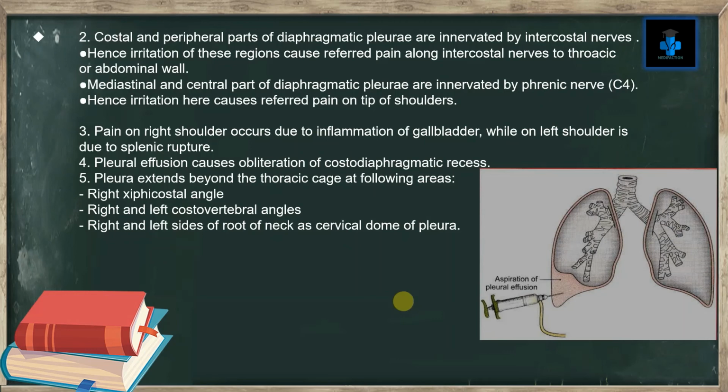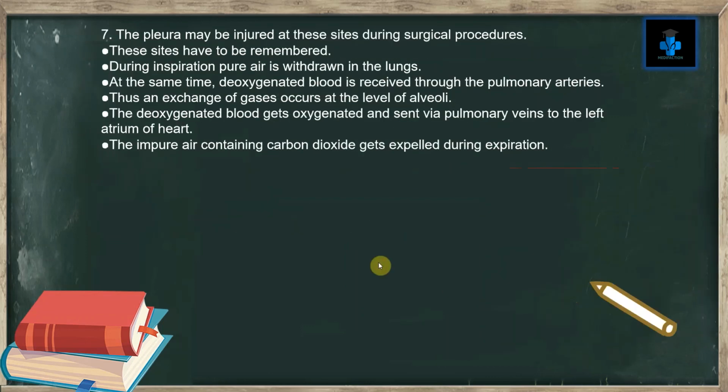4. Pleural effusion causes obliteration of the costodiaphragmatic recess. 5. Pleura extends beyond the thoracic cage at the following areas: right xiphicostal angle, right and left costovertebral angle, and right and left side of root of neck as cervical dome of pleura. This is the aspiration of pleural effusion which we discussed earlier. 7. The pleura may be injured at these sites during surgical procedures. These sites have to be remembered.